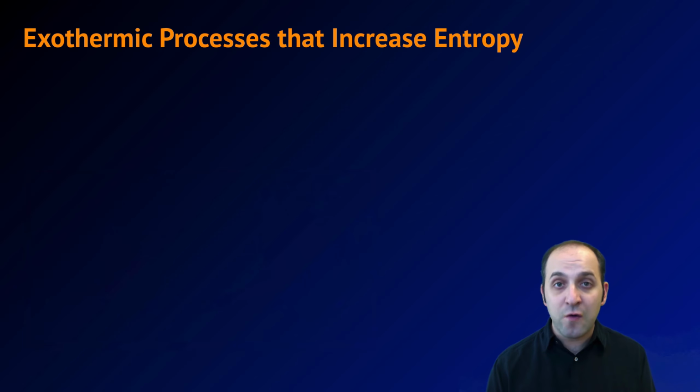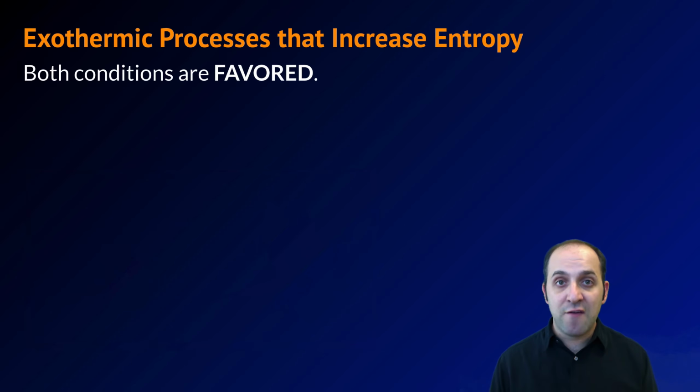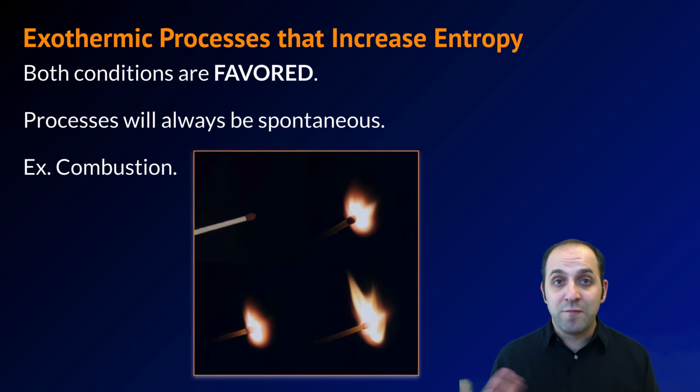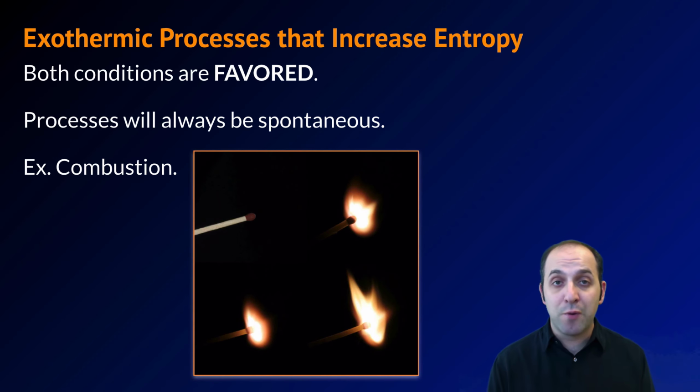The first are exothermic processes that increase entropy. Exothermic processes are favored. Entropy increase is favored. Both of these conditions are favored. And so as a result, these processes will always be spontaneous throughout the universe. A good example of this is burning. Burning is an exothermic process that increases entropy. As long as oxygen and material to burn, or fuel, are present, this will always occur spontaneously once it starts. It will just continue to go without any additional input of energy.